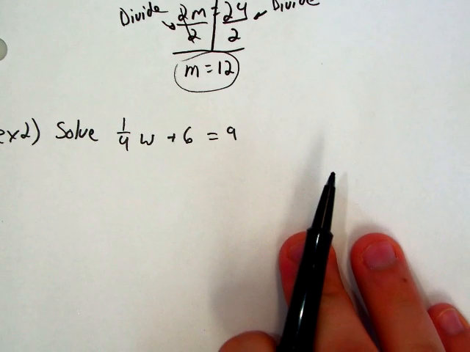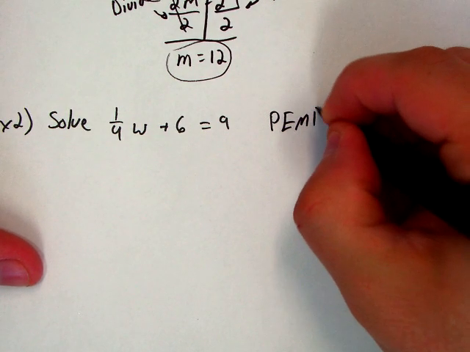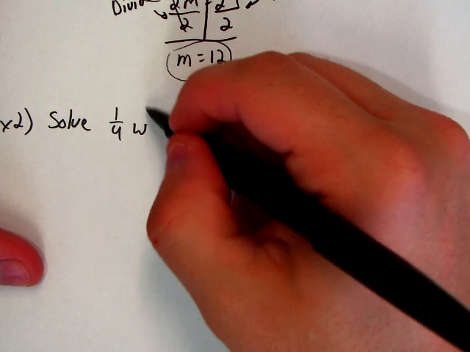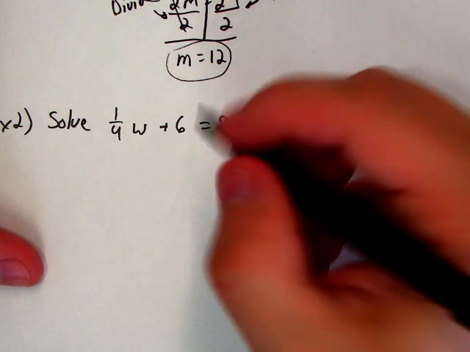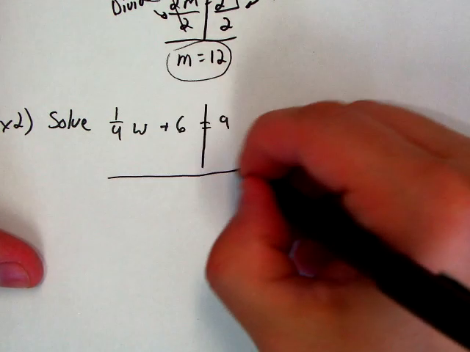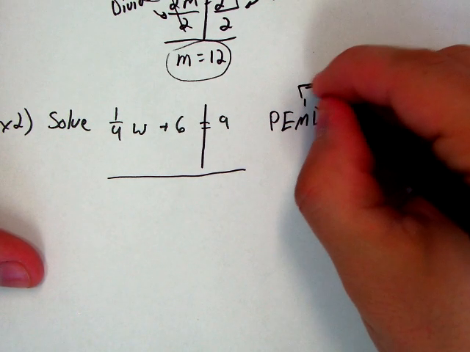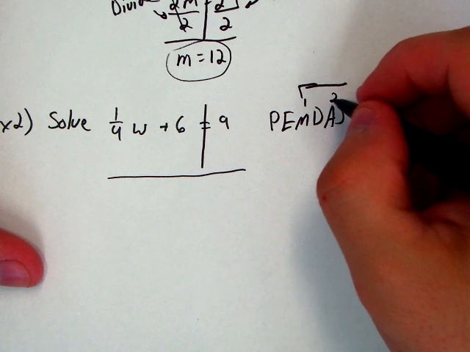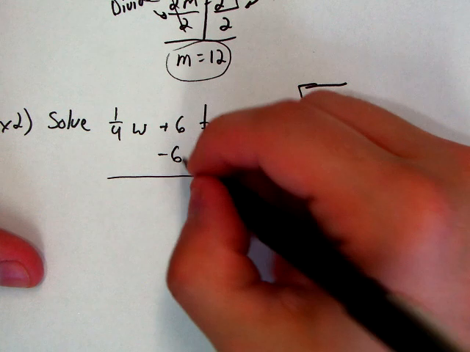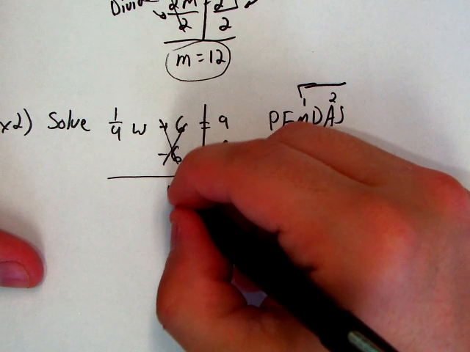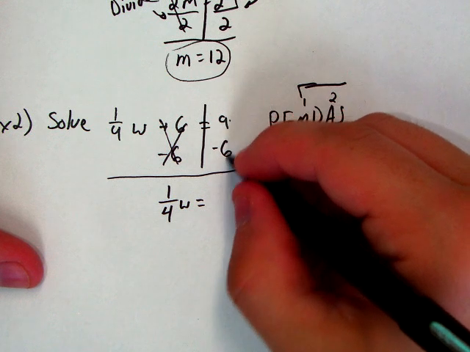Example 2, same exact style here. The only difference is now we have a rational coefficient. This is from our most recent lesson. So again, first thing is I'm multiplying and then adding. So when I undo that, I go ahead and do 2, then 1. So I want to get rid of this plus 6, so I'm going to subtract 6 from both sides. Creates a 0 pair. I'm left with just 1/4 w, and 9 minus 6 is 3.